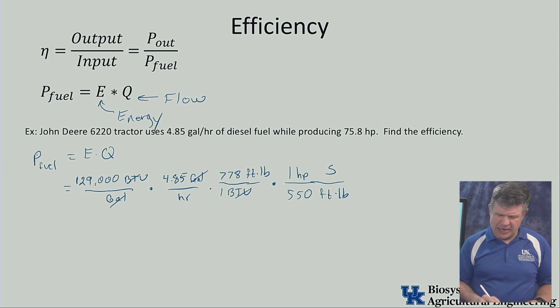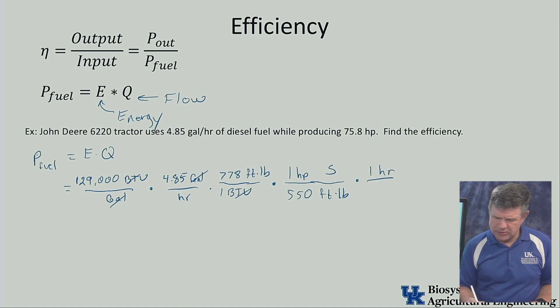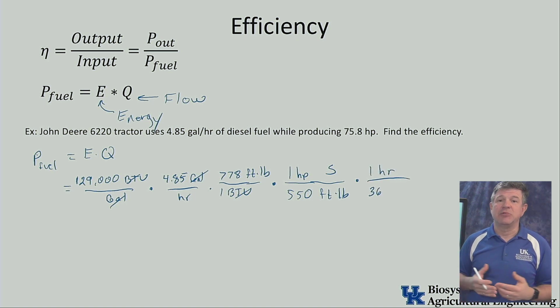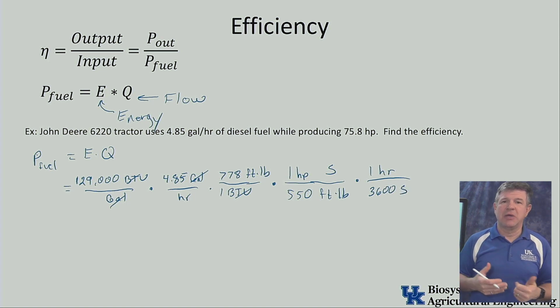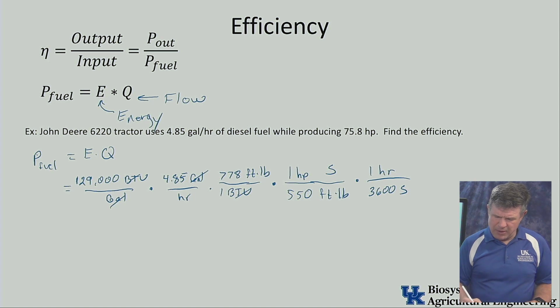So now I've got seconds and I've got hours, so I need to cancel those things off. So I say that 1 hour is equivalent to 3,600 seconds. So 60 times 60, 60 seconds in a minute, 60 minutes in an hour, 60 times 60 is 3,600. What's happening to my units? The seconds are gone. The hours are gone. The foot-pounds, both of those are gone. Everything is gone except what I want. What I have left is horsepower.